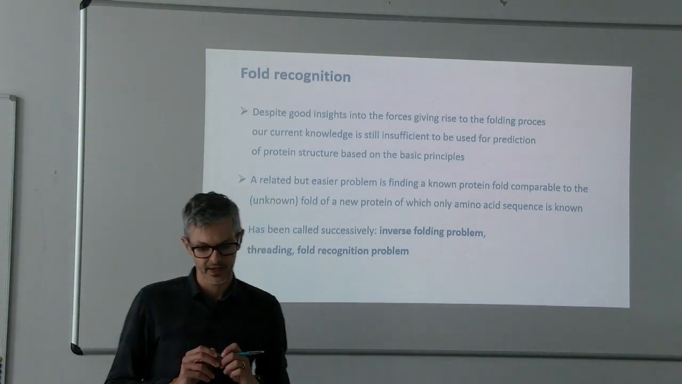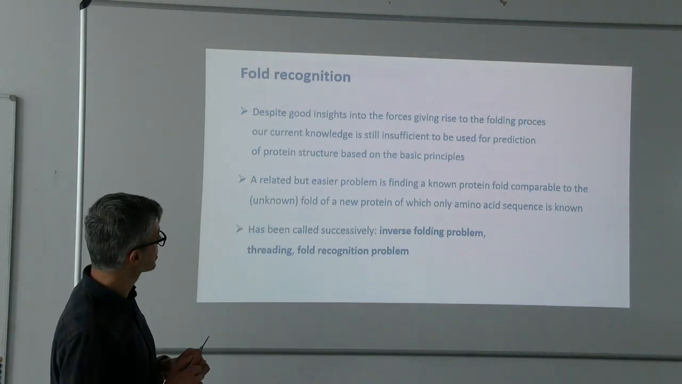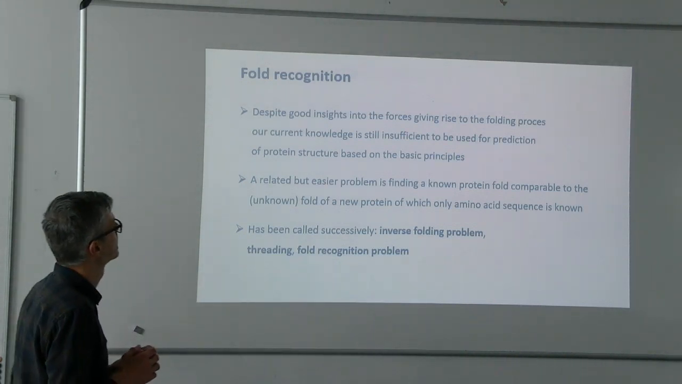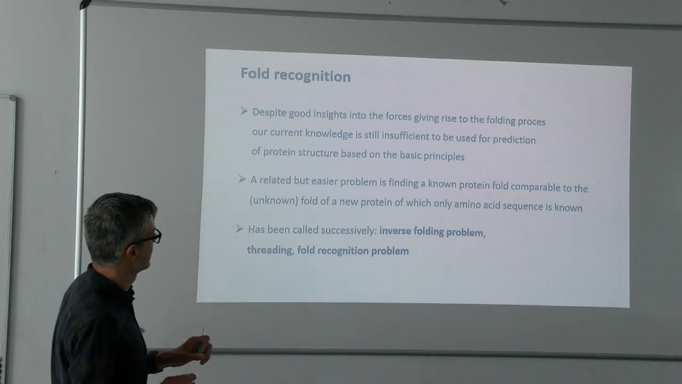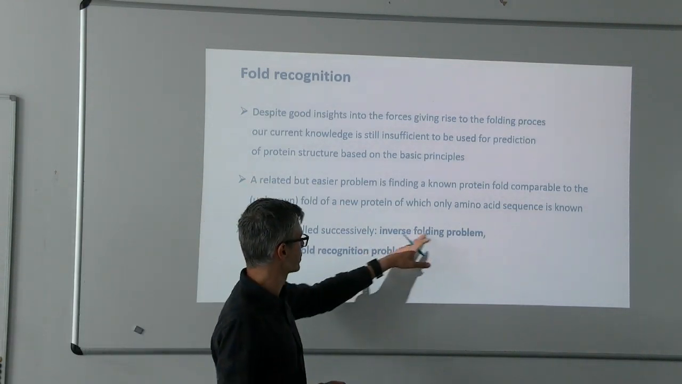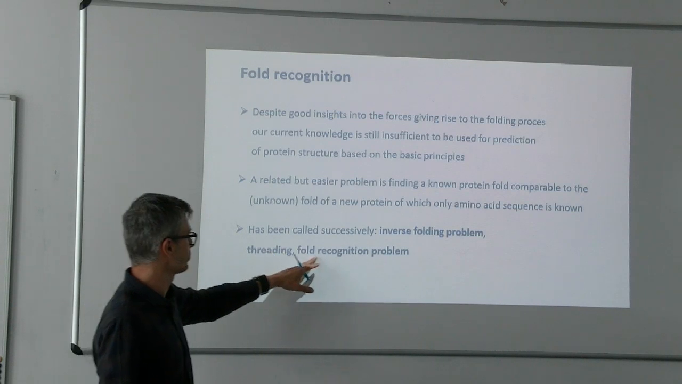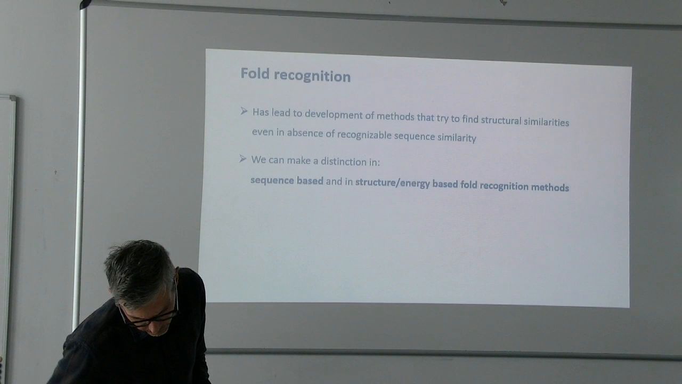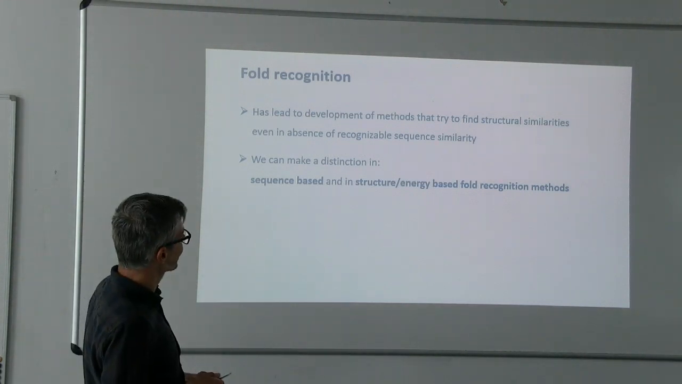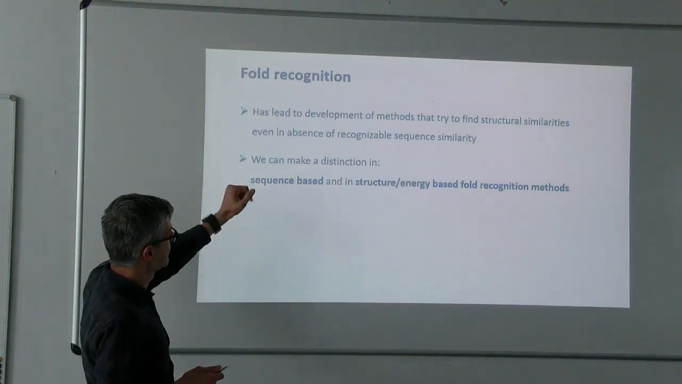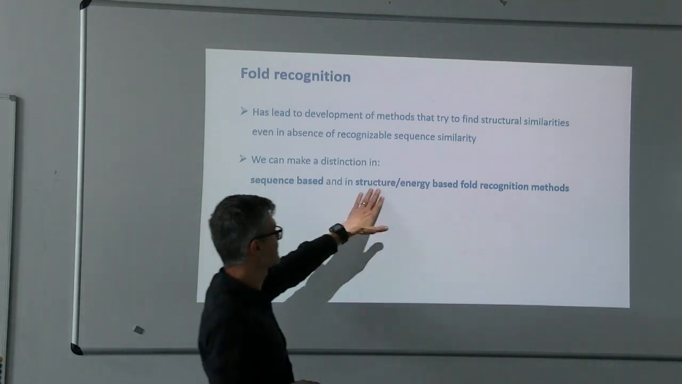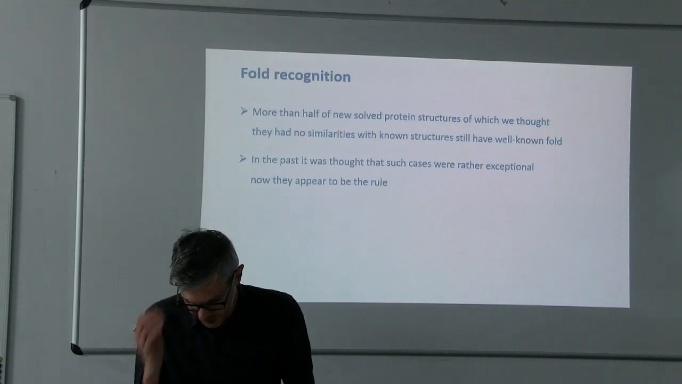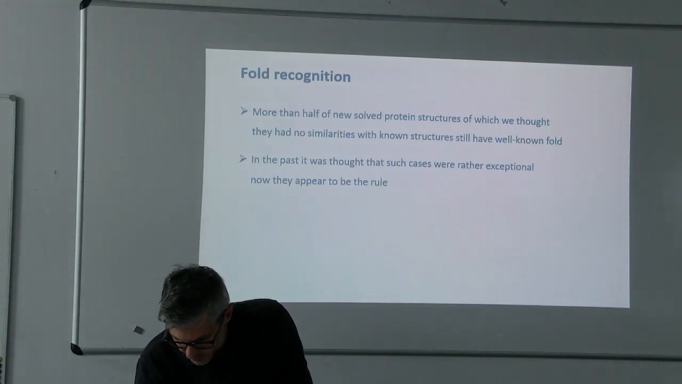Then the 2 other things I want to tell you about structure prediction are fold recognition and ab initio, the 2 other methods actually. There are different names for it. They have also been called the inverse folding problem, threading, the fold recognition problem, but it's all the same. And again, they make a distinction between sequence-based methods and energy-based methods.